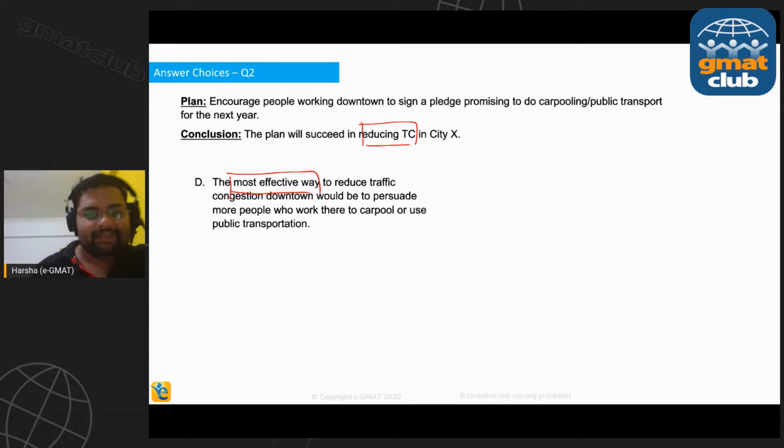Vinay, thanks for that. It's good that you see. The "most" is also not required in option C. The "downtown" is also making things incorrect in option C. Both two red flags there.